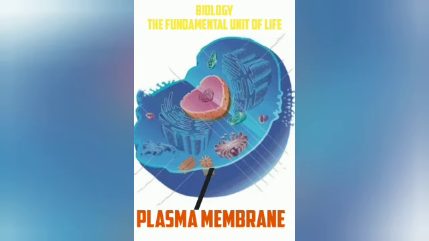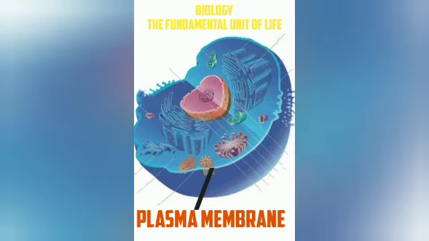Part 6. Plasma membrane. It is the outermost layer of animal cell. It is a selectively permeable membrane that allows some substances to come inside and outside the cell. It is made up of lipids and proteins.